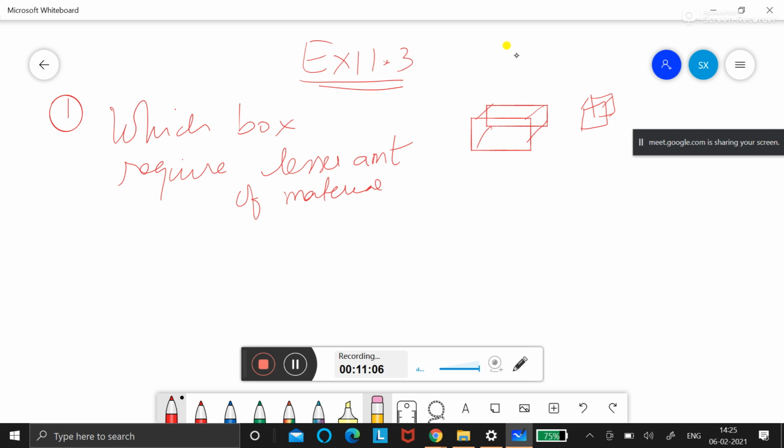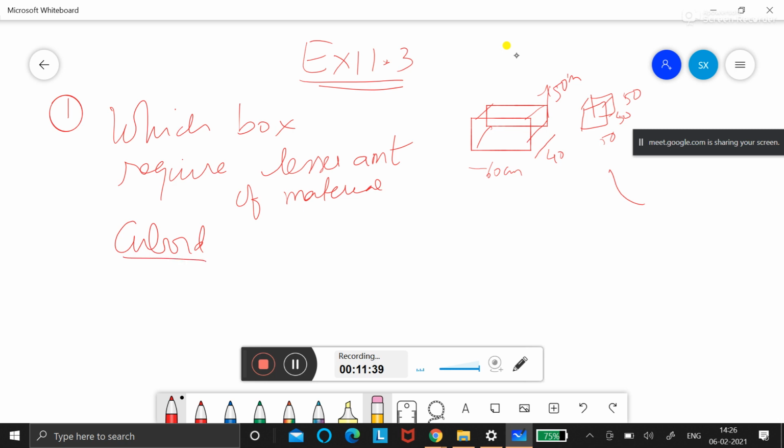Okay, that means TSA. Lesser amount of material means how much we need to make that cuboid. So TSA should be found out. The length is how much is given? Length is 60, breadth is 40, height is 50. For this small cuboid, another cuboid, 50, 50, 50. Okay, this is the cube. This is the cuboid. So the first one is the cuboid.